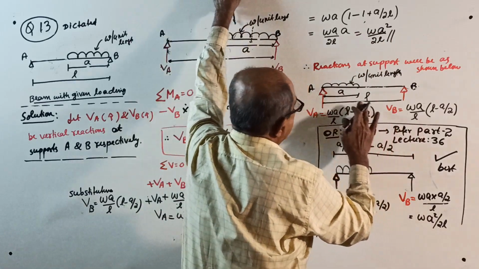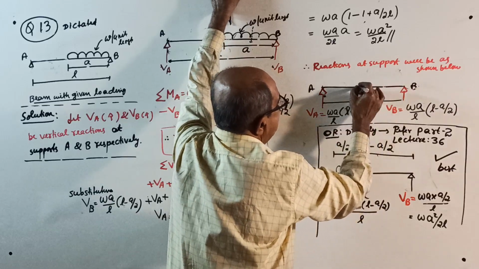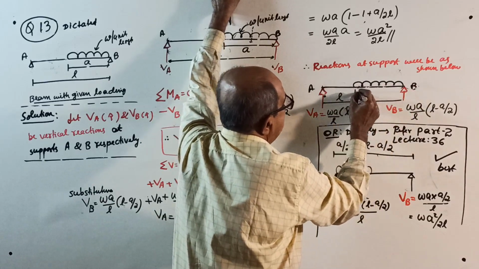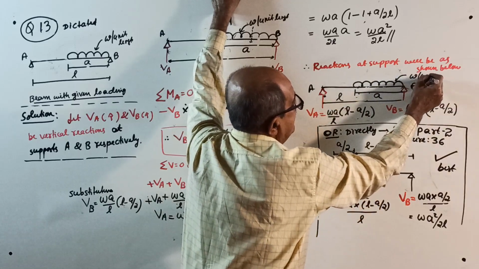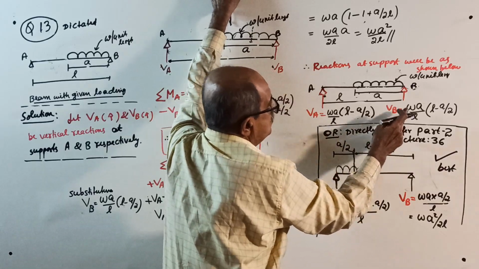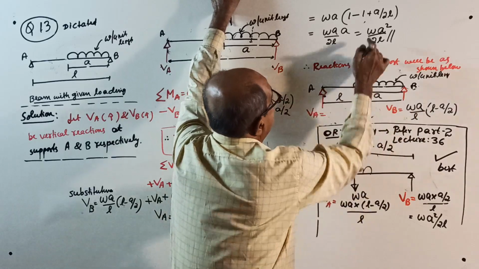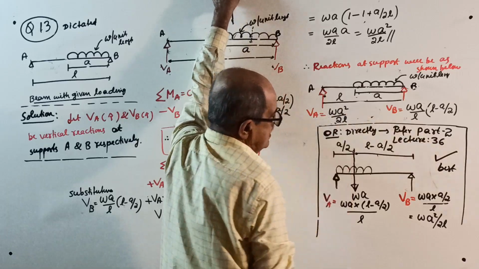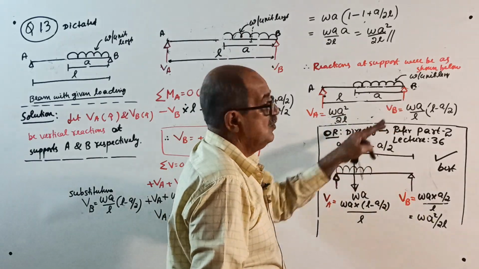So now this reaction: if the UDL is this side, span is L, for a length of A, intensity is W per unit length, this reaction VA equals W A square by 2L. Yes, last time what VB we got, we got VA. Last time what VA we got, VB.